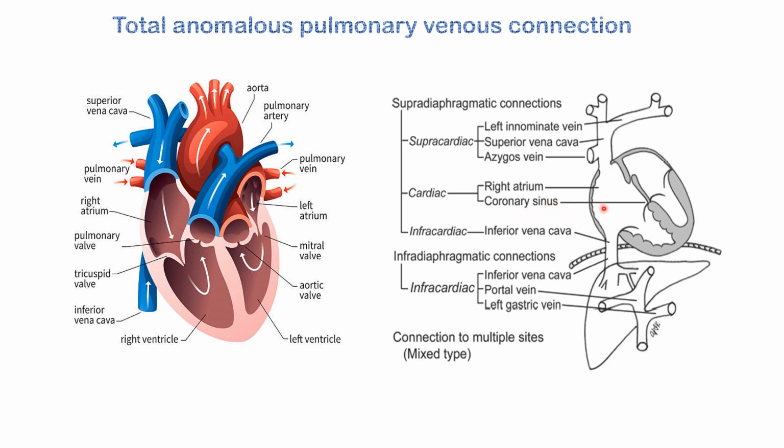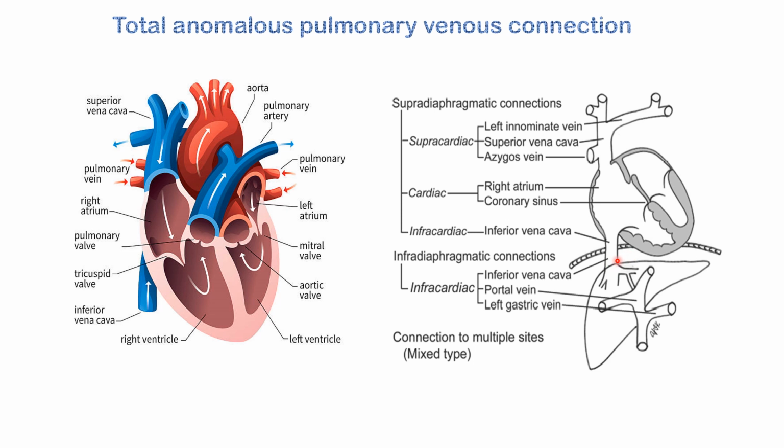Coronary sinus is a dilated vein. The coronary sinus drains venous blood from the whole heart, and these pulmonary veins will open in the coronary sinus, and they will indirectly open in the right atrium. They can open in the superior vena cava above the diaphragm, and the inferior vena cava above the diaphragm, and the inferior vena cava below the diaphragm.